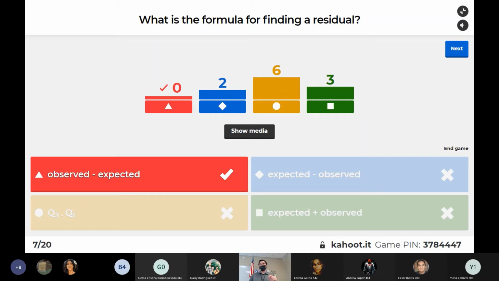And that is what the residual is, right? How far away that point is. And that would be observed minus expected. The other two here, expected minus observed and expected plus observed, are not used anywhere.